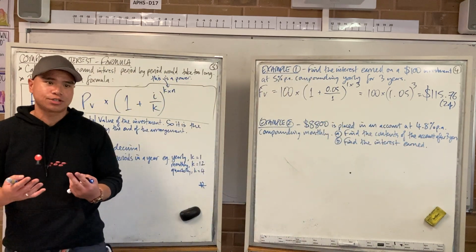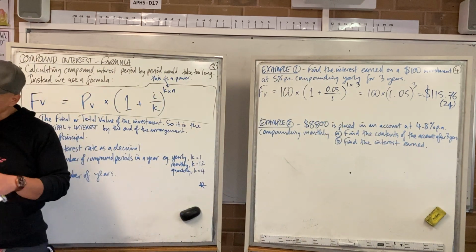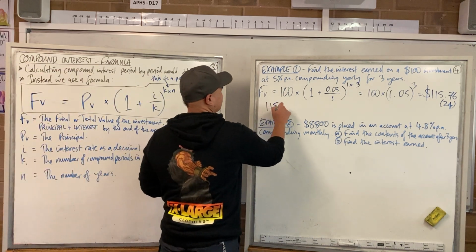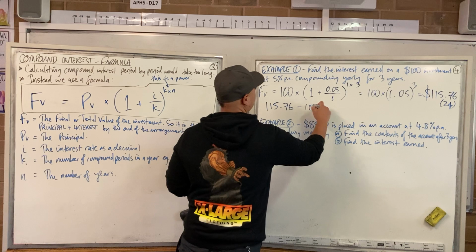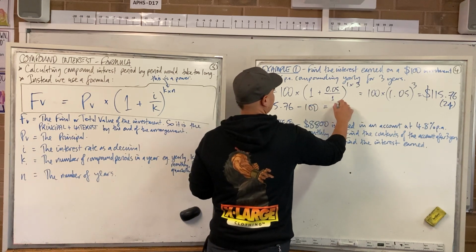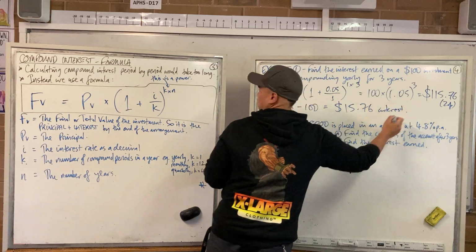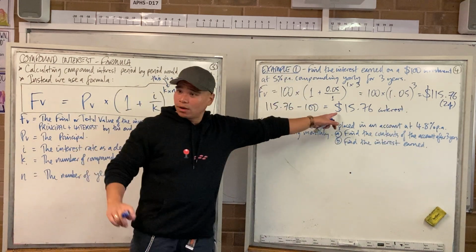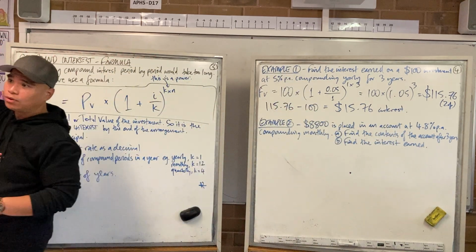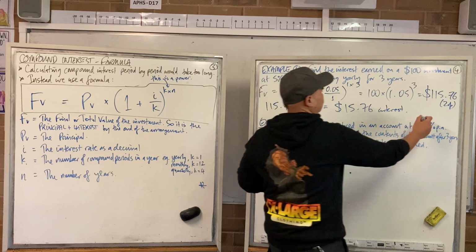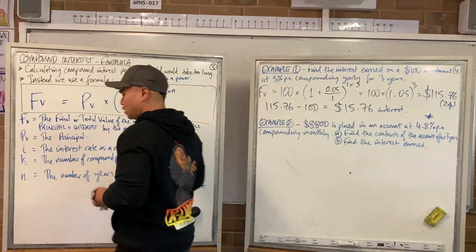How much interest was earned? What's the little bit on top? You gotta take 100 from that, so 115.76 minus 100 is going to be $15.76 interest. Is that the same number that we got on the board that I turned around just before? But that took longer, it was 3 calculations, whereas I just used one formula here. Can you get that example down? Then we'll do a slightly more complicated example.